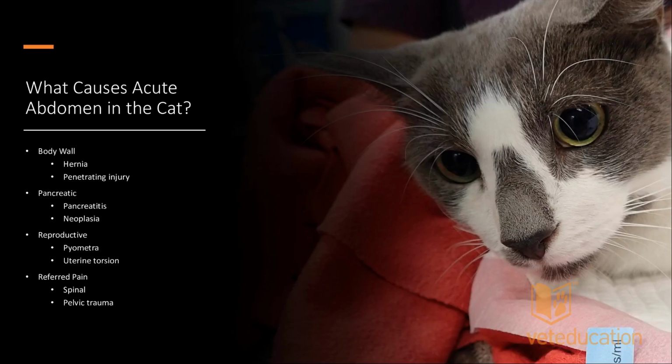Finally, there's referred pain. Just as we see in dogs and people, we can get spinal disease, intervertebral disc disease. We can get skeletal problems to do with the spine that can lead to irritation, nerve entrapment of the myotome that is associated with a particular intervertebral space, and that can give rise to the presence of apparent abdominal pain. And again, pelvic trauma as well can also contribute to the presence of abdominal pain in the cat.